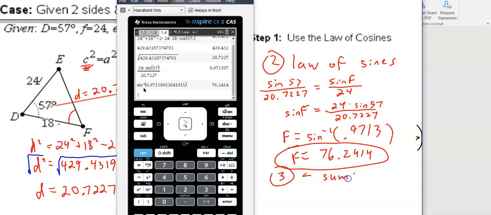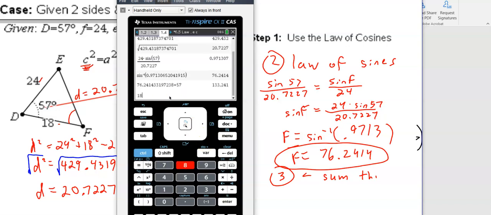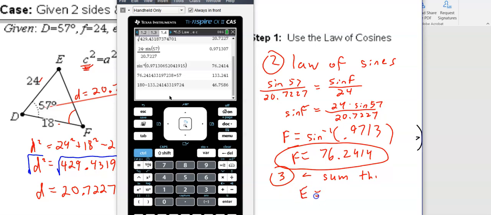So the third step we're going to do, so that's nice, we got angle F, is use the angle sum theorem. You don't have to know the name, but just that if you know two angles of a triangle, can you figure out the third? Well, sure you can. So we're just going to add that to I think the other angle is 57. Take 180 and subtract that total. Done this before. And so we get for angle, I guess that would be angle E, is equal to, and this is technically degrees, 46.7586 degrees.